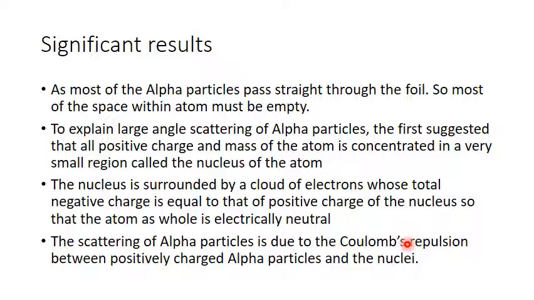Finally, the scattering of the alpha particle is due to the Coulomb's repulsion between the positively charged alpha particle and the positively charged nuclei. Why is the scattering of alpha particles taking place? It is because of the Coulomb's electrostatic force of repulsion, which we have studied in electrostatics. Why are they being repelled? It is because the alpha particles are positively charged and the nuclei are also positively charged. So the two positive charges repel.